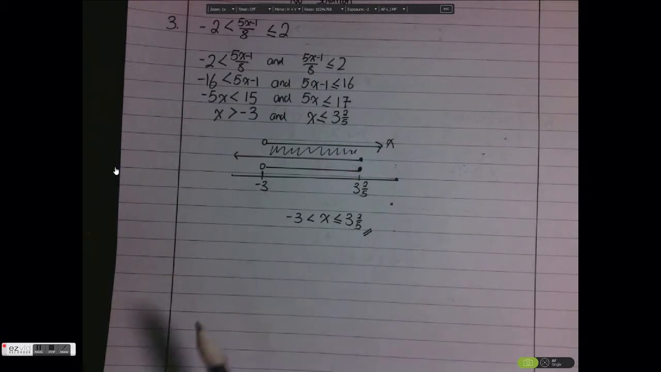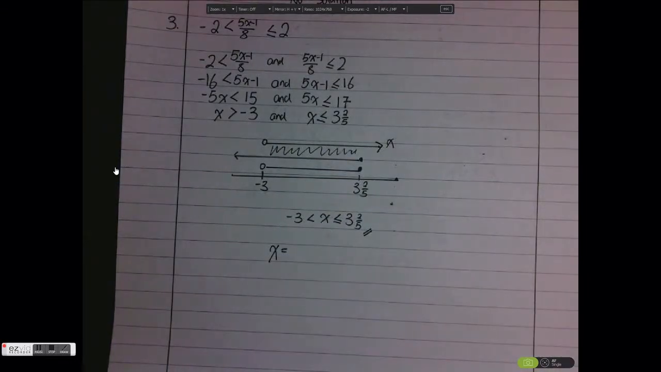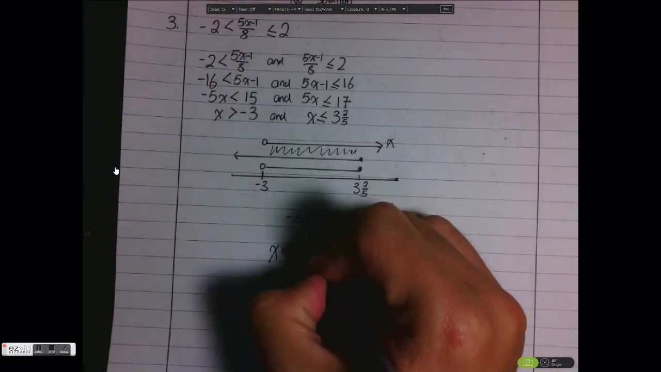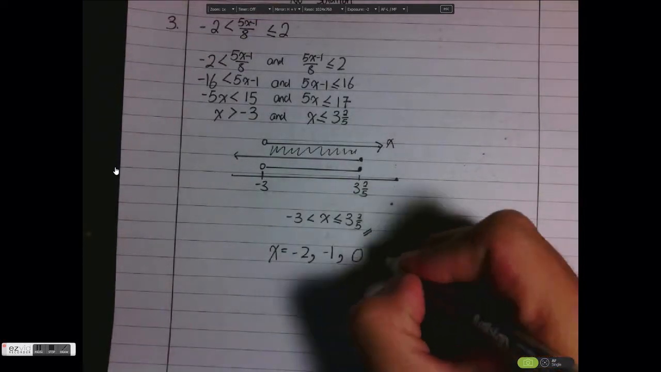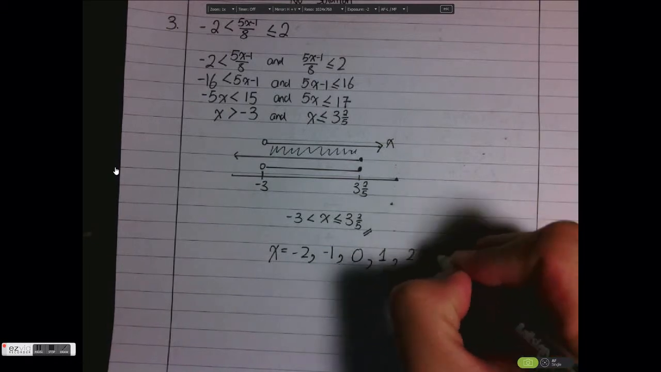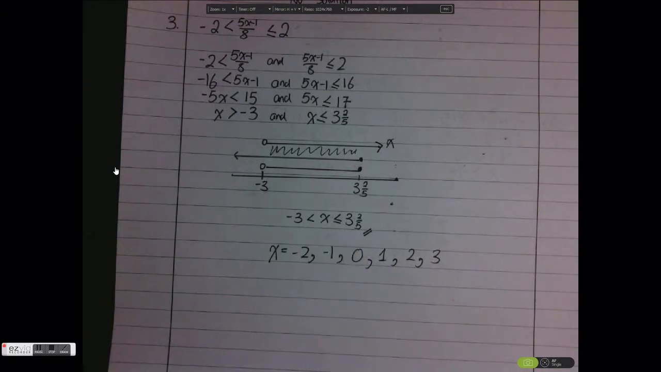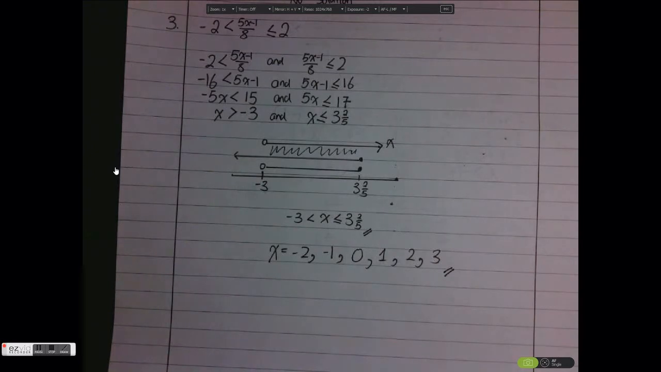So now we have to list values of x which satisfy this inequality that we have just solved. So x cannot be negative 3. So the next one will be negative 2, negative 1, 0, 1, 2, 3. Can we choose 4? No, we can't, because x is lesser than or equals to 3 and 2/5. And hence, that is the conclusion of my question, where we have the listing of the integer values.